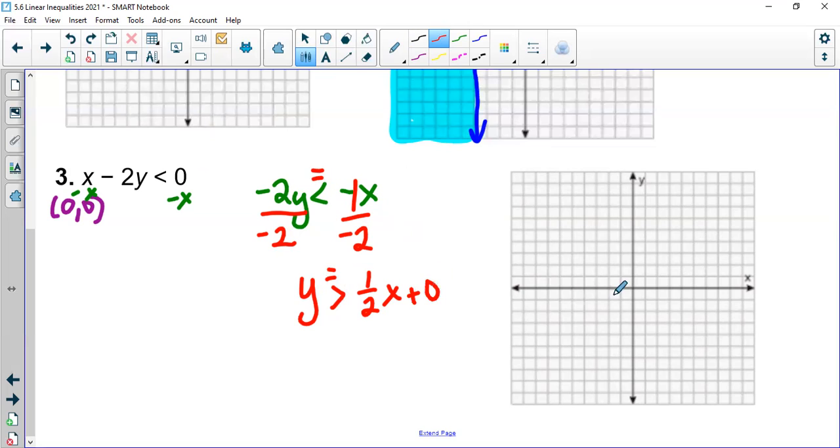We have a y-intercept of 0, which we would find already if we got our intercepts using x and y intercepts. And then up 1, right 2. Here, we do need what type of line? We need a dashed line. So we're going to have a dashed line.